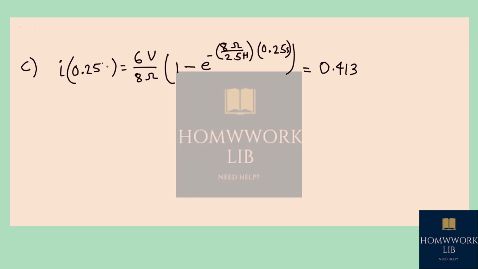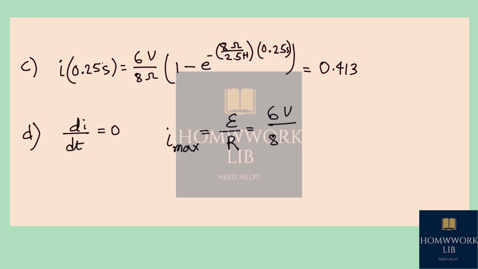Finally, for part D, we have to figure out the final steady state current. For steady state current, di over dt will be 0. That means there will not be any change in current. That's when we get the steady state. So if we use that expression for this equation, we get I max or I steady state, which is equal to epsilon over R, where epsilon is 6 volts and R is 8 ohms.